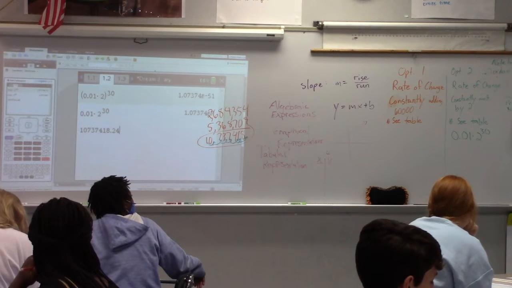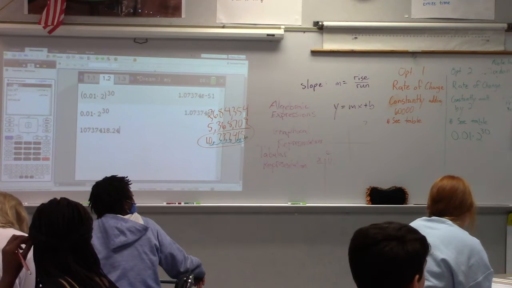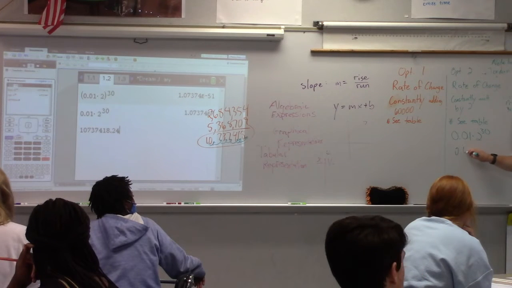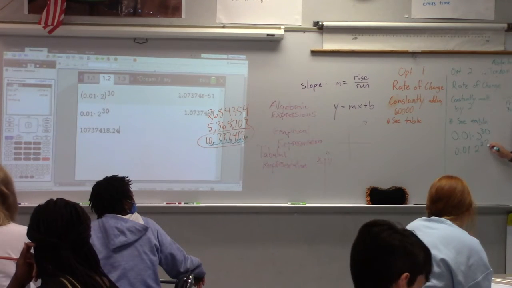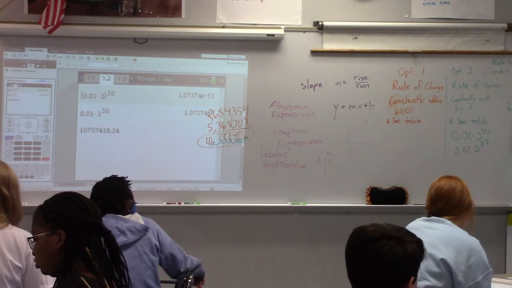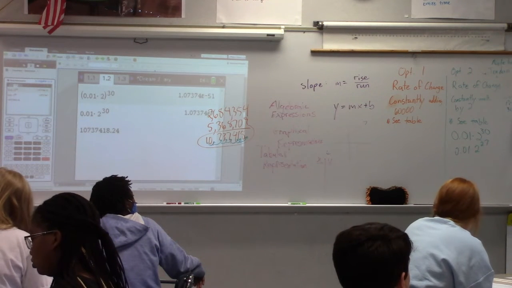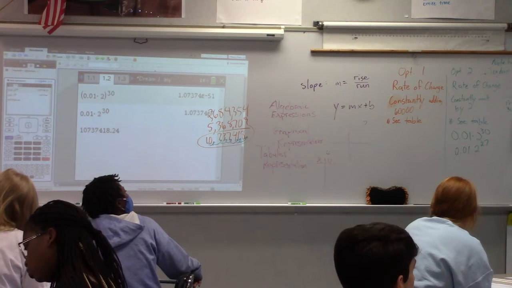So then what's going to stay the same? What's going to change? Jackson. The exponent will change. Exponent changes, 27. So then for 27 days it would look like this? Yes. So then what would the equation be for option 2? 0.01 multiplied by 2 with an exponent of x.